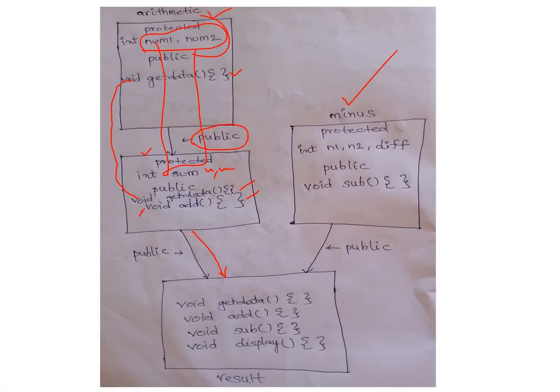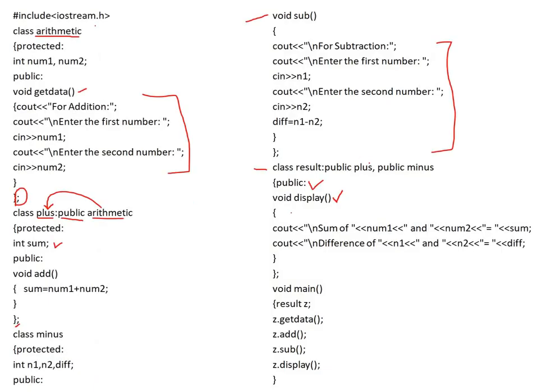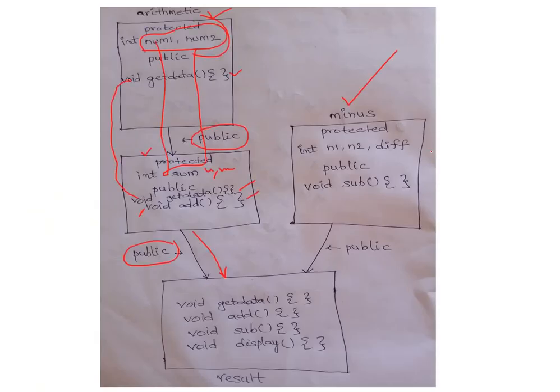Now when the visibility mode is public, the public members of the base class, what is the base class of the result class here? Look here. Here the result class has two base classes. First one is plus, second one is minus, right? Public members of the base class become public members in the derived class. Become what? Public members in the derived class.